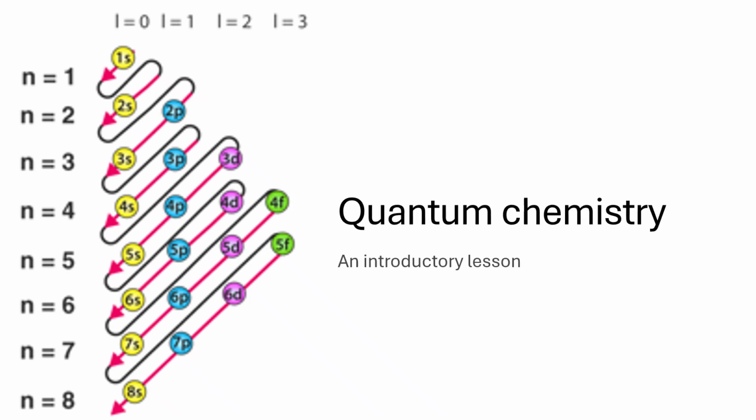In this video, we're going to explore quantum chemistry, also touching on SPDF notation, the system chemists use to describe where electrons actually live inside atoms. To understand why this notation even exists, we need to look at how our picture of the atom evolved.